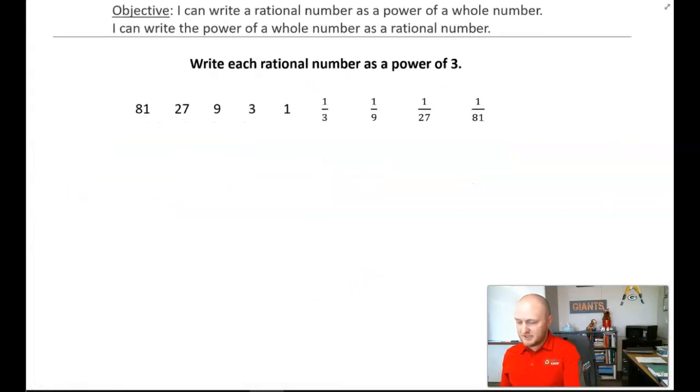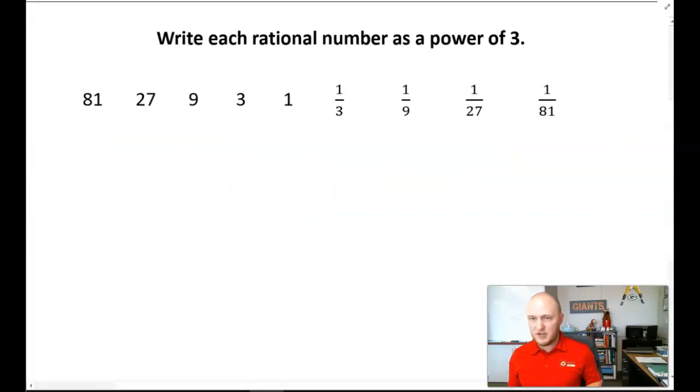All right, here is the power of 3. We're going to go ahead and rewrite these as powers of 3. If you have numbers that you're not sure about, maybe start from a lower value. Like here I have 3. Well, this is 3 to the 1st. 9, that's 3 to the 2nd. 27, 3 to the 3rd. 81, 3 to the 4th. 1, obviously that is 3 to the power of 0.